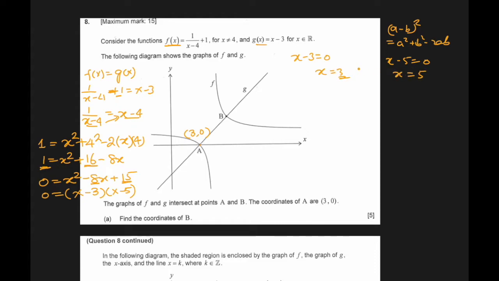x equal to 3 is already known to us. The y coordinate is 0 for that. Let's find the y coordinate for 5. So let's use the line's equation because the line is easier.